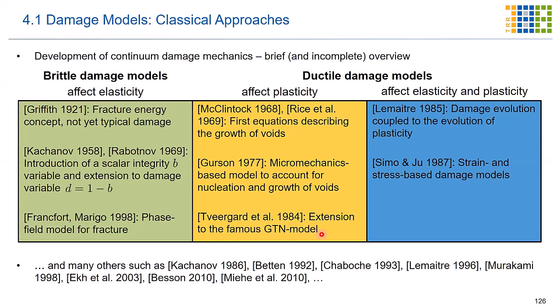You also have the effect that ductile damage, for example, in steel, affects not only plasticity, but also elasticity. For example, the degradation of Young's modulus. So the damage evolution might be coupled to the evolution of plasticity, while you then also change the elastic moduli as damage evolves. And there have been then some illustrative strain and stress-based damage models later on to relate that not only on the level of maybe voids, but later also on stresses, strains, and energies.